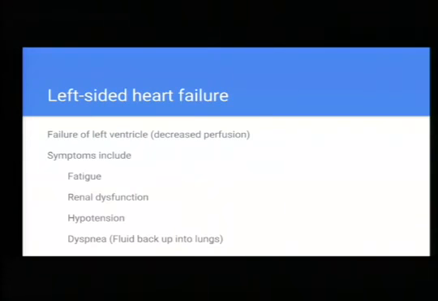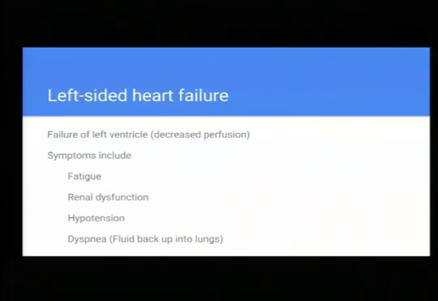So left versus right is one of the biggest things you're looking at when you're in the field: is this left-sided heart failure, is this right, or is it both? In reality, it's almost always going to be both. But left-sided heart failure is the failure of your left ventricle, so you get decreased perfusion. That means the left side of the heart is not pumping out to the rest of the body.